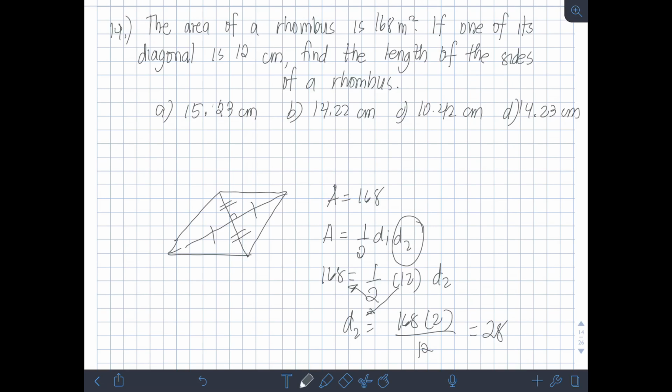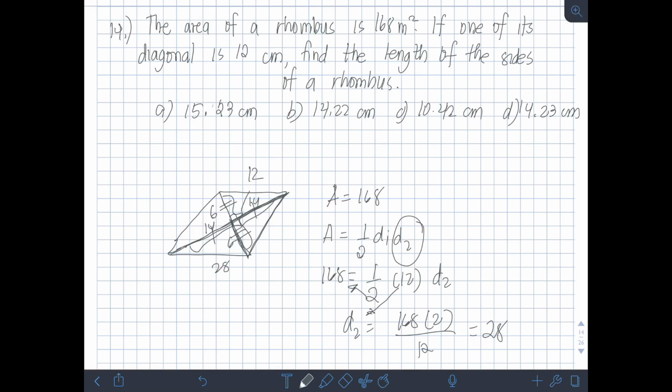So, therefore, meron na tayong dalawang diagonals. So, di ba, let's say ito yung longer diagonal ko na 28. Tapos, ito yung shorter diagonal ko na 12. So, di ba sabi ko nga, binabisect ng dalawang diagonals ng isa't isa. So, therefore, kung kukonsider natin itong triangle na to, itong side na to, di ba ito yung 12, kalahati lang to. So, 6, 6, tapos itong 28 na diagonal, 14, 14.